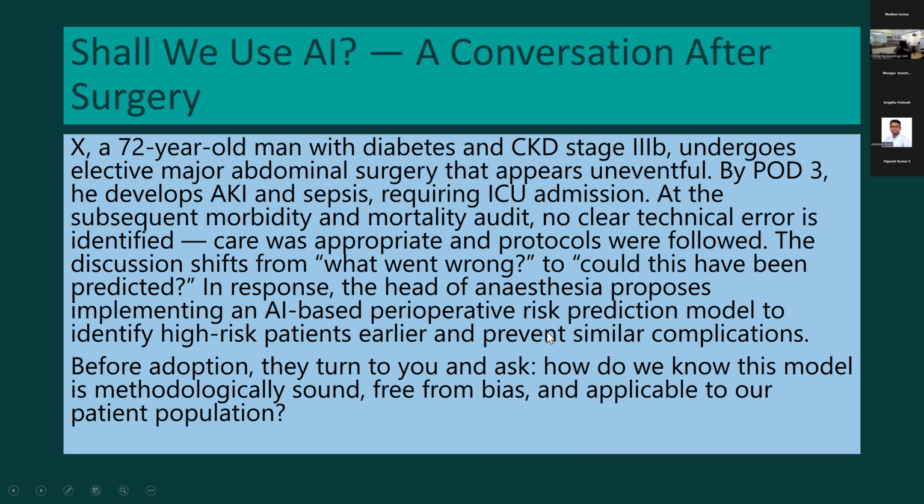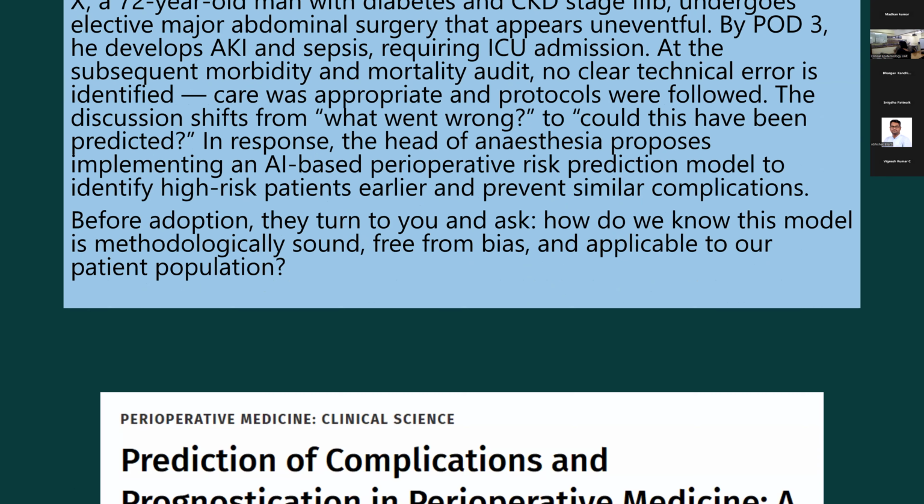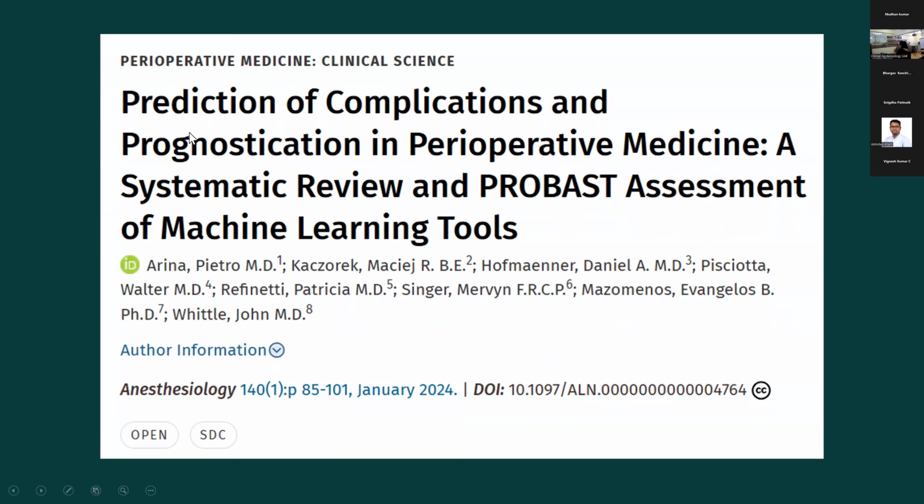Before they start adopting and buying that model, they turn to you and ask, how do we know that this model is methodologically sound, free from bias, and applicable to our patient population? So this is the question for today. For this, I use this meta-analysis, "Prediction of complication and prognostication in perioperative medicine: a systematic review and PROBAST assessment of machine learning tools."